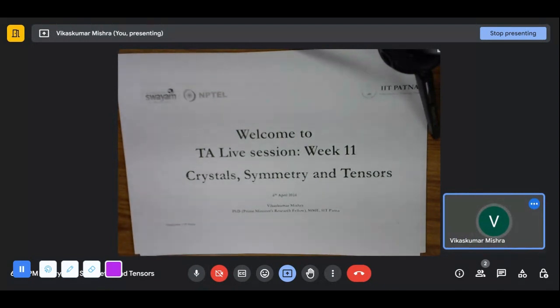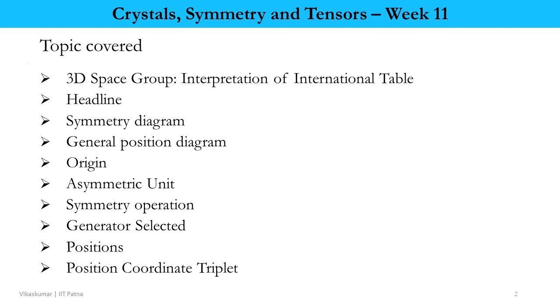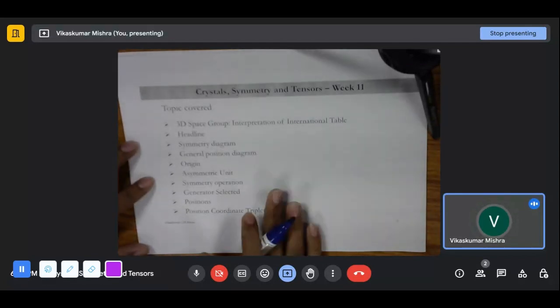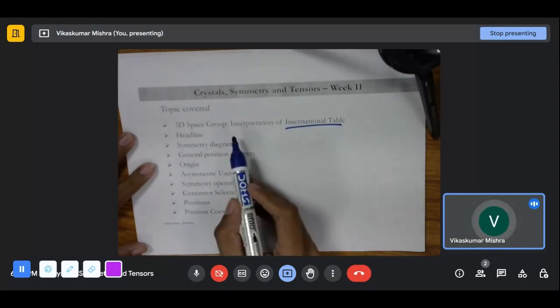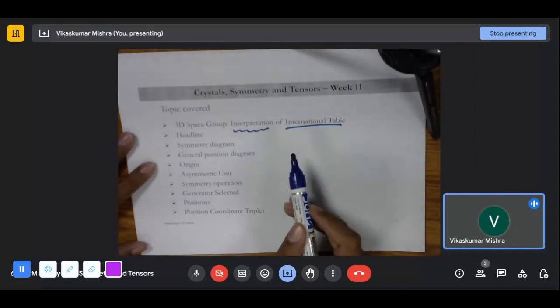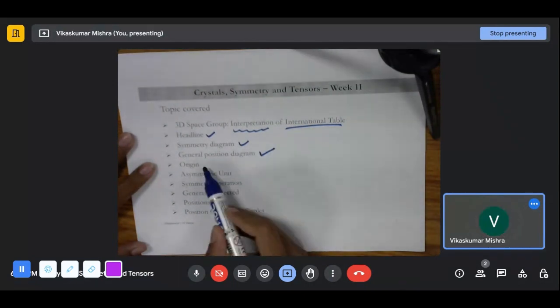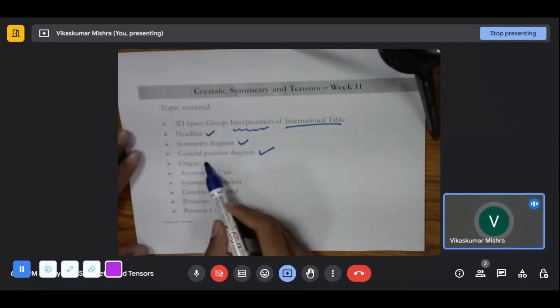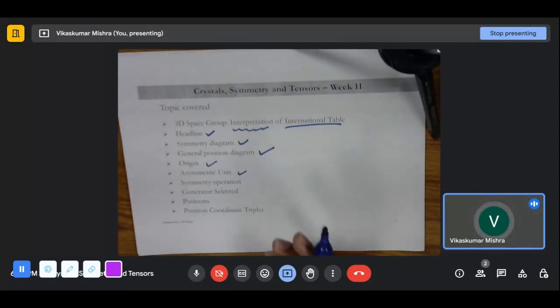In this particular week, let's have a look at the content that we have discussed. More or less, the entire week's content was to understand the International Table, to interpret the information, and how one can read it. The International Table consists of the headline, symmetry diagram, general position diagram, and the location of the origin is mentioned there. The asymmetric unit will be there, which, from the lecture itself, we got to know is different from the unit cell.